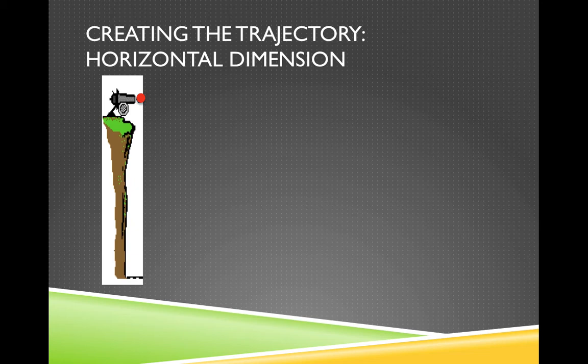To create the parabolic trajectory, we need to first look at each dimension separately. We'll begin with the horizontal dimension. So we're going to imagine that we can turn gravity off and also turn air resistance off. And if a cannon shoots a cannonball and we shut gravity and air resistance off, then if it's given an initial horizontal velocity, that horizontal velocity will stay the same. And in the next instant, the ball will be here. And it will continue to move.